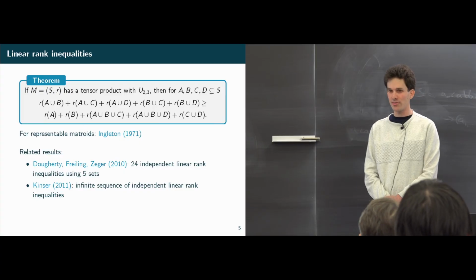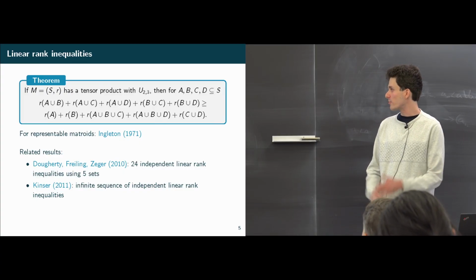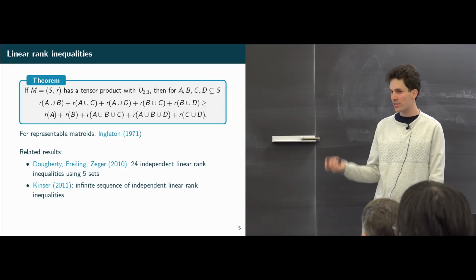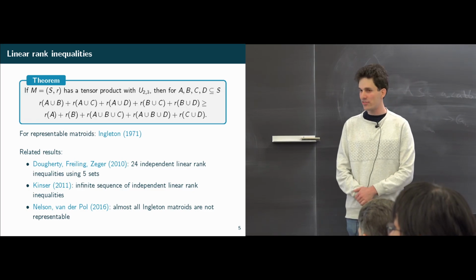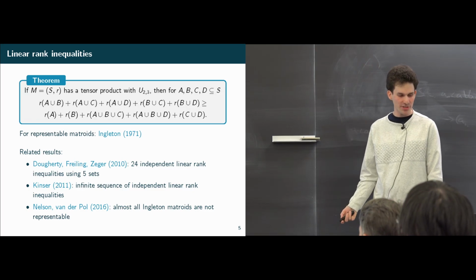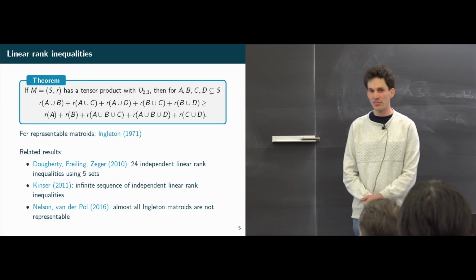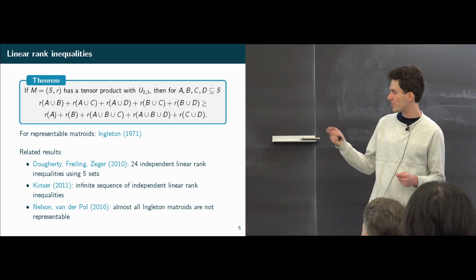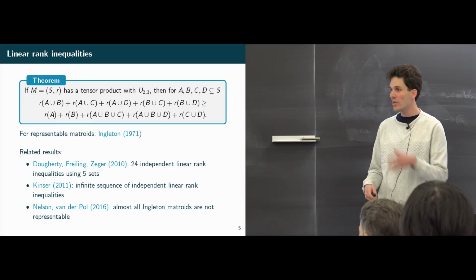And they also found an infinite sequence of linear rank inequalities. So one can find much more than just Ingleton's. Ingleton's inequality is an important necessary condition for representable matroids, but it was shown that it is far from being sufficient for representability. It was shown that almost all matroids that satisfy this are not representable.